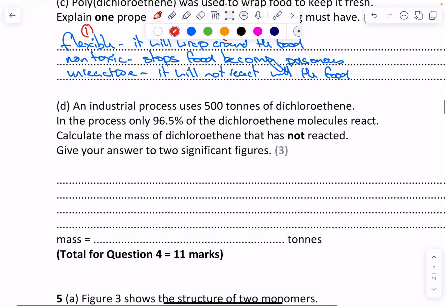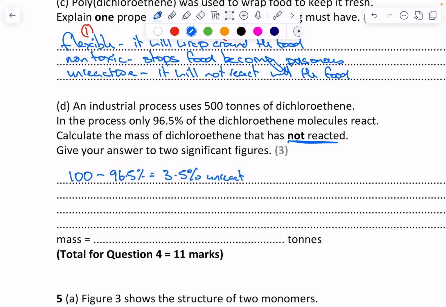Okay, this one is a calculation, and we're told that this process converts 96.5% of the dichloroethane, and it wants to know how much has not reacted. So first job is, out of 100%, we have got 96.5% that is reacting. So what we have to do here is to work out the bit that's unreacted, is take those two numbers away from each other, and that's giving an answer of 3.5%, and that is the unreacted.